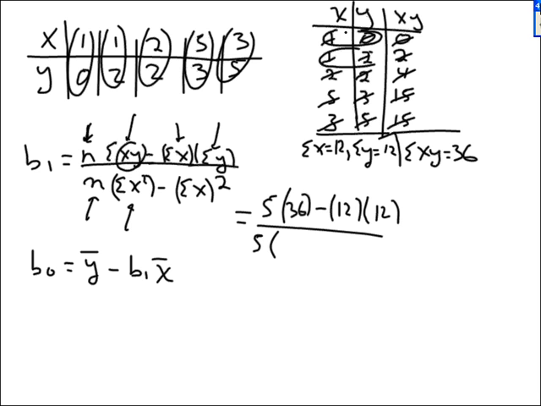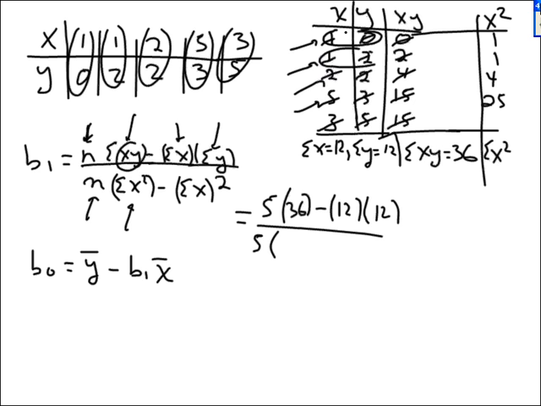Okay, so I need x squares. I need to have a heading that says x squared, and then I need to add it up. So I square the x's. 1 squared, 1 squared, 2 squared, 5 squared, 3 squared. Love tens. 10, 14, 15, and 25. I didn't make a mistake. It's 40. So the summation of x squared is 40 minus the summation of x, which is 12 squared.